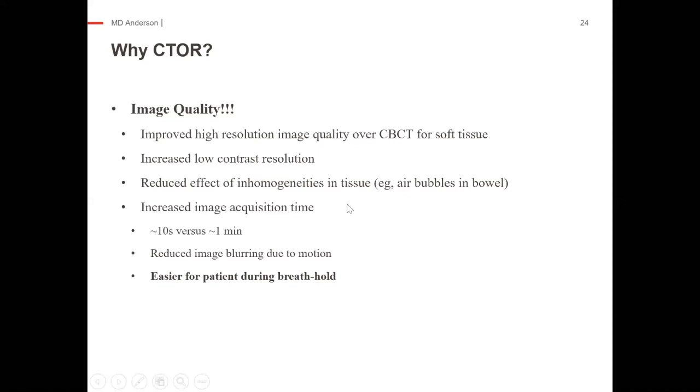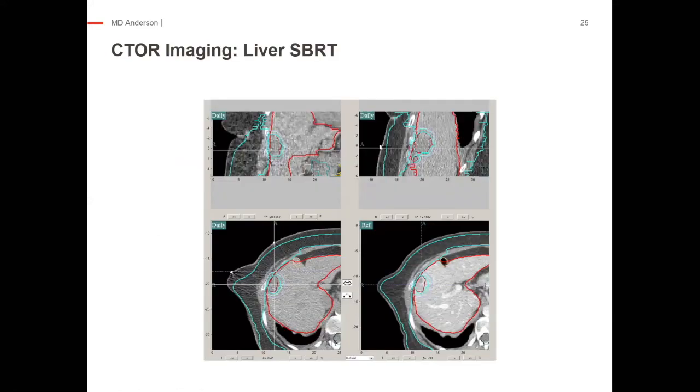I should say decreased image acquisition time. So a CT scan is like 10 seconds versus a whole minute for a cone beam. So this is both easier for the patient if they're doing a breath hold, as well as there's reduced image blurring due to motion. So this is an SBRT liver patient that we treated.